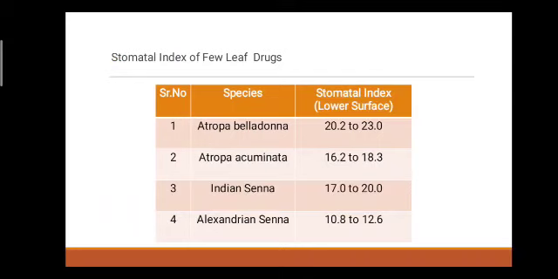Stomatal index of few leaf drugs. In that first, species Atropa belladonna, stomatal index in lower surface 20.2 to 23. Second one, species Atropa acuminata, stomatal index 16.2 to 18.3. Third, species Indian senna, stomatal index 17 to 20. Fourth, species Alexandrian senna, stomatal index 10.8 to 12.6.